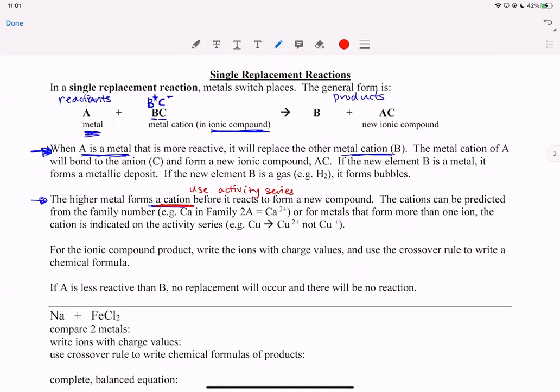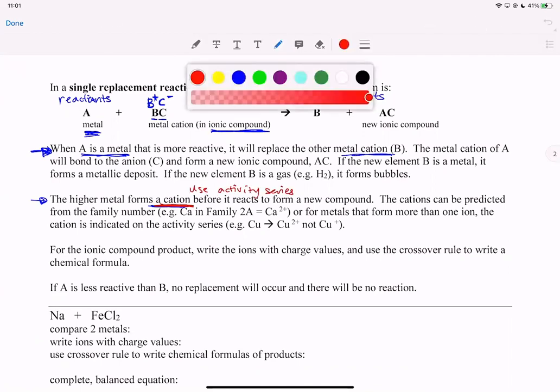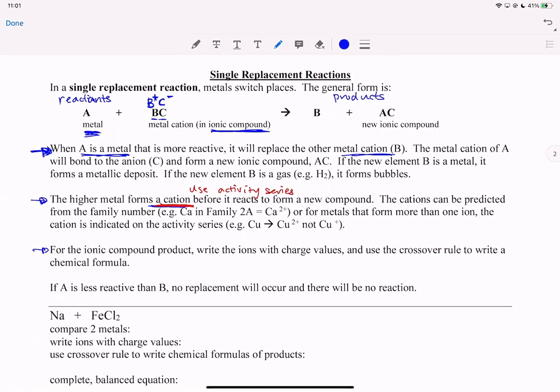So the next step is, how do you figure out what the ionic compound is? Well, you write the ions. This is what this says. For the ionic compound product, you need to write the ions with the charge values as superscripts and then use the crossover rule to write the chemical formula. And so that's how you end up writing the products, which will be a new ionic compound. This will come from the ion that the metal A formed.